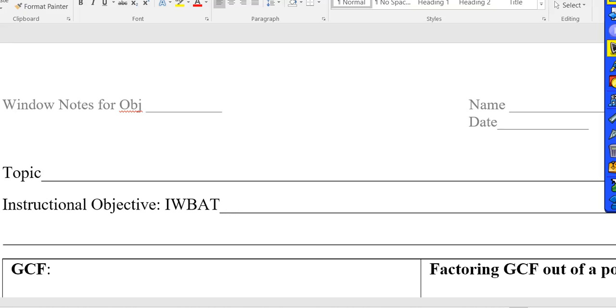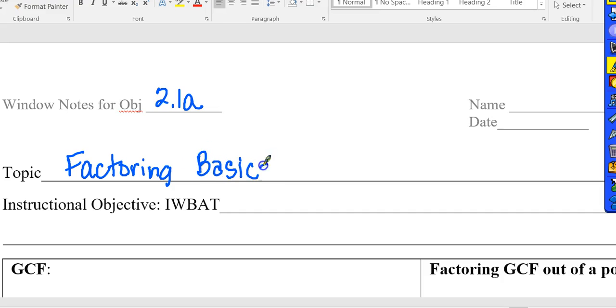Okay, so these are going to be the notes for objective 2.1a. And our topic for today is factoring basics: GCF and grouping.